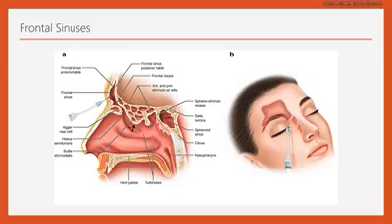The frontal air sinus actually opens into the middle meatus of the nose. The blood supply of the frontal sinus is from the supraorbital vessels. Then the lymphatic drainage occurs into the submandibular nodes. The nerve supply occurs from the supraorbital nerve.